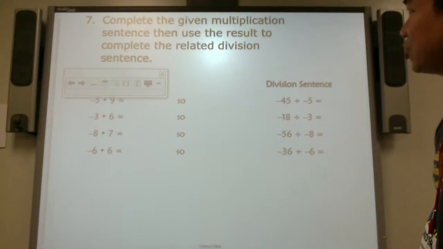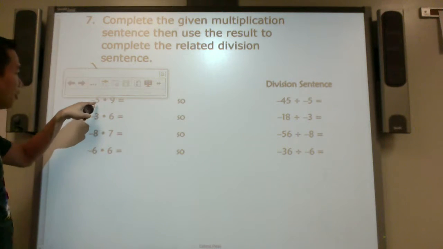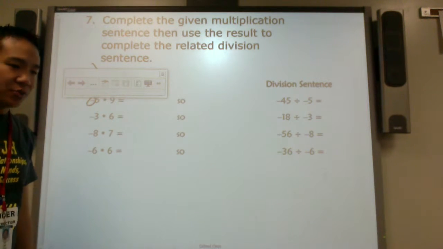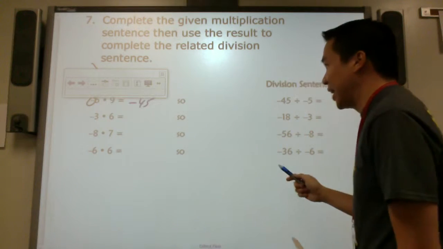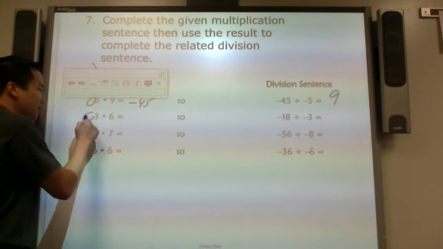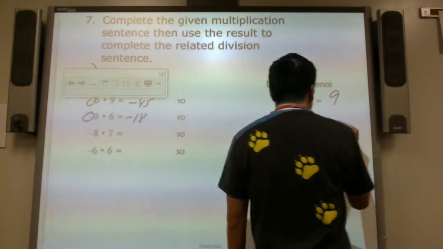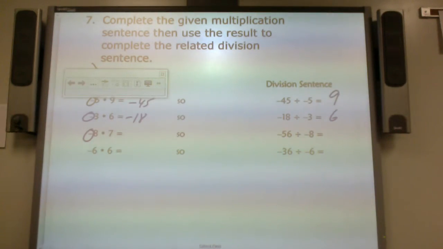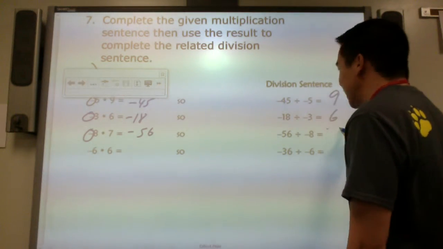Complete the given multiplication sentence, then use the result. What's the opposite of 5 groups of 9? 5 groups of 9 is 45, opposite is -45. So -45 divided by -5 is 9. What's the opposite of 3 groups of 6? 3 groups of 6 is 18, opposite is -18. So -18 divided by -3 is 6. What's the opposite of 8 groups of 7? That's 56. Opposite is -56. -56 divided by -8 is 7.